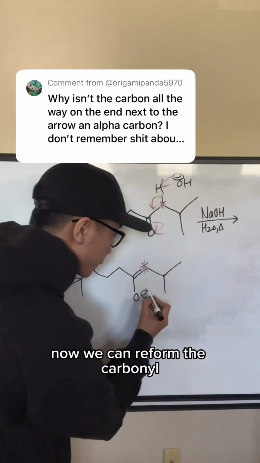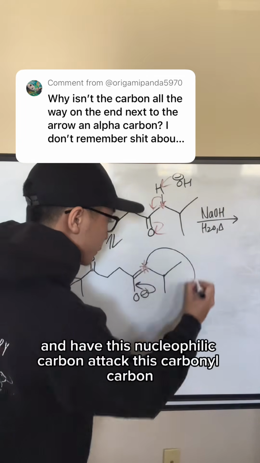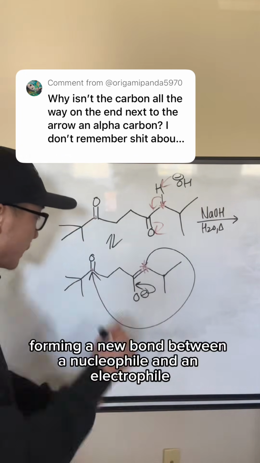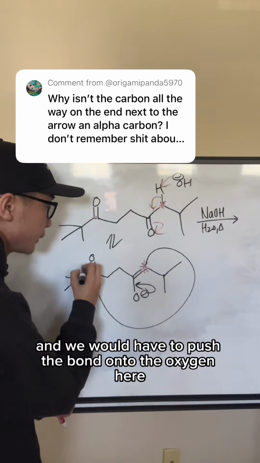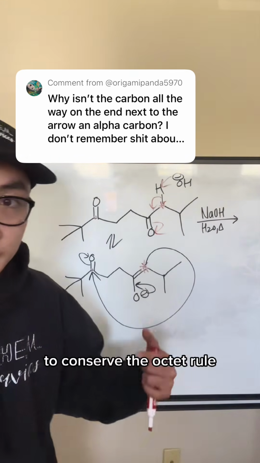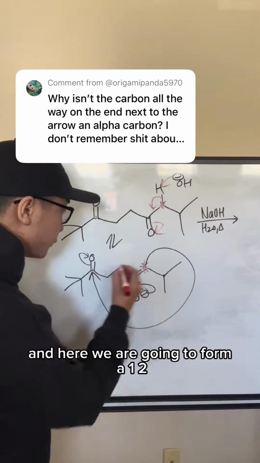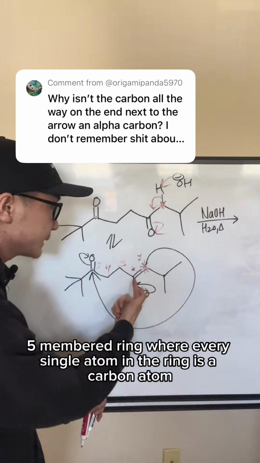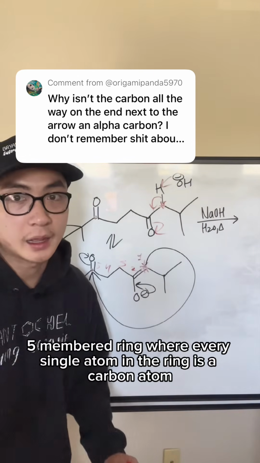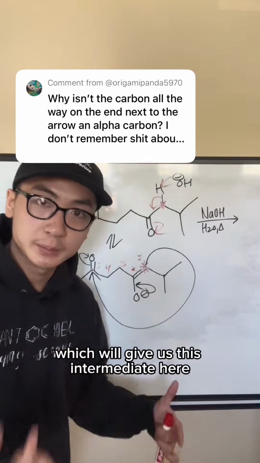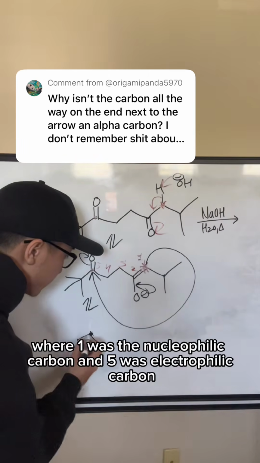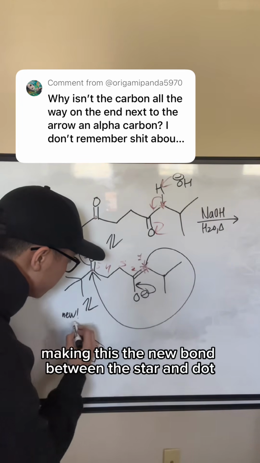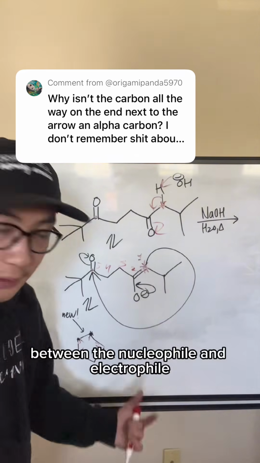Now, we can reform the carbonyl and have this nucleophilic carbon attack this carbonyl carbon, forming a new bond between the nucleophile and electrophile. And we would have to push the bond onto the oxygen here to conserve the octet rule. And here we are going to form a 1, 2, 3, 4, 5-membered ring, where every single atom in the ring is a carbon atom, which will give us this intermediate here, where 1 was the nucleophilic carbon and 5 was the electrophilic carbon, making this the new bond between the star and dot, between the nucleophile and electrophile.